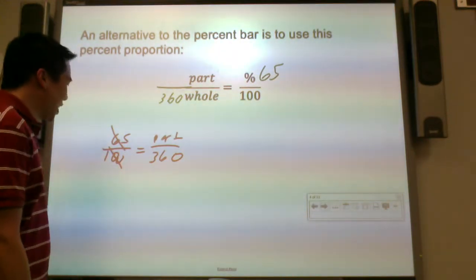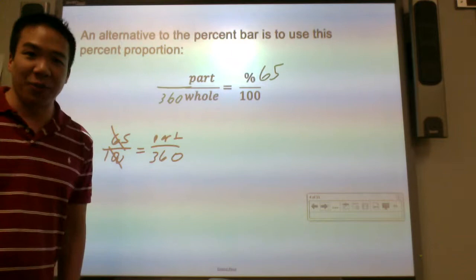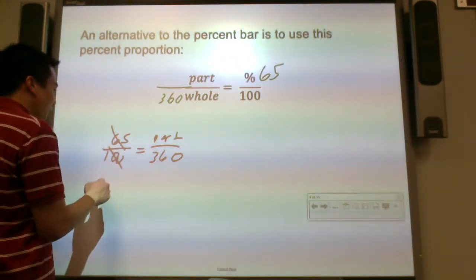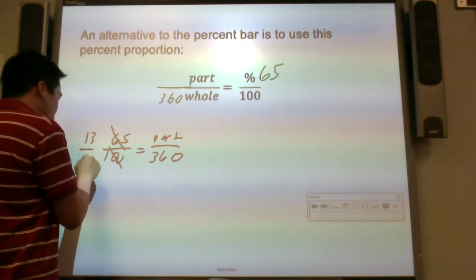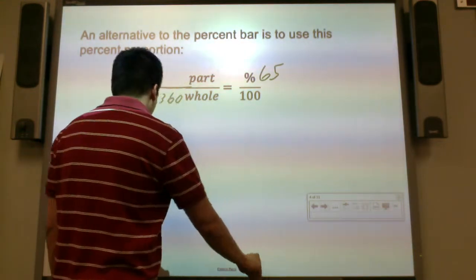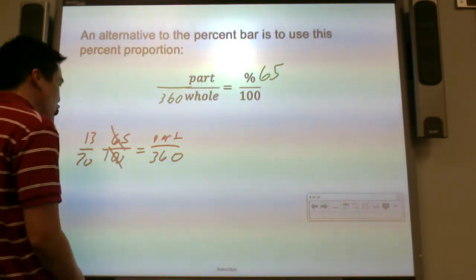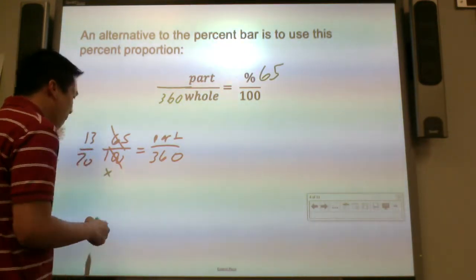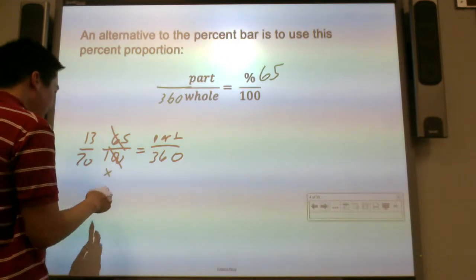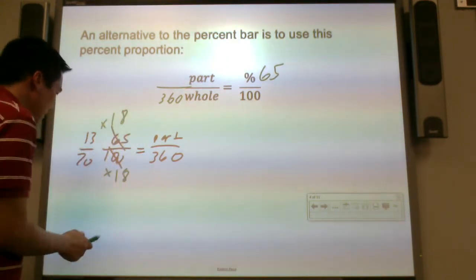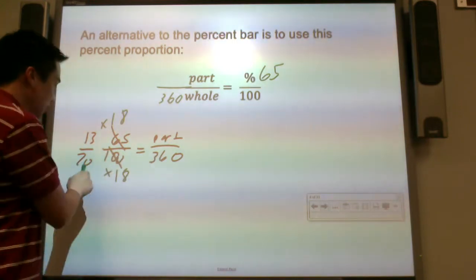How can you break down 65 over 100? As one of my students said, it's multi-step. Divide both numbers by 5, you get 13 over 20. Now can you build it up? Can you build up 20 into 360? Yes, you can, by multiplying by 18. Because 2 times 18 is 36, with a 0.